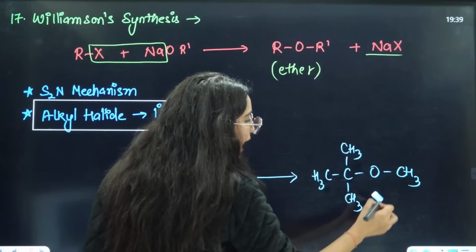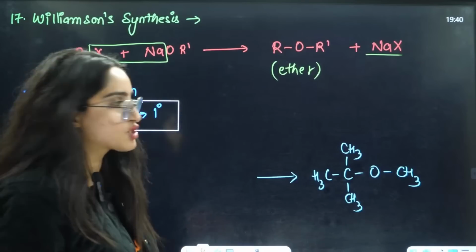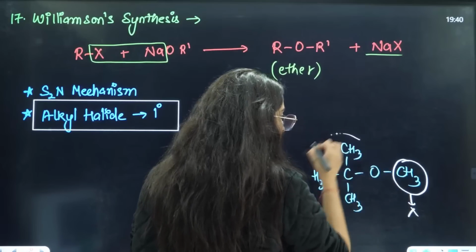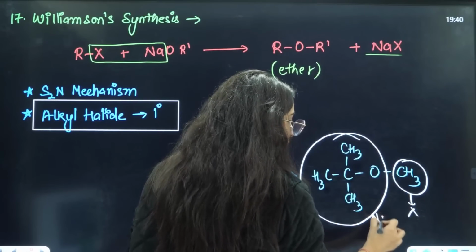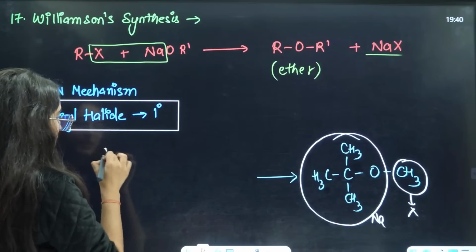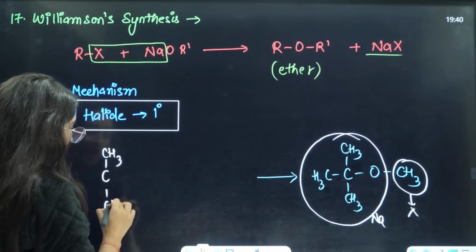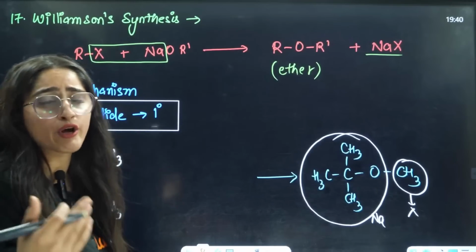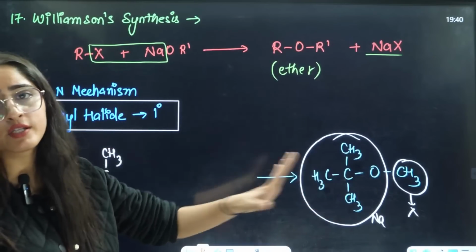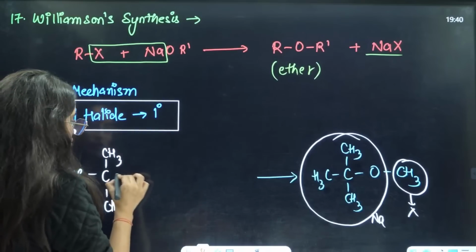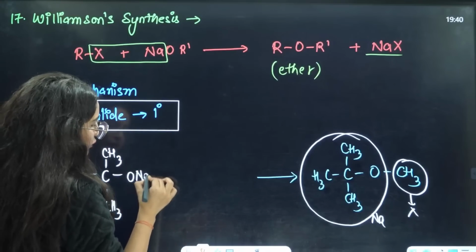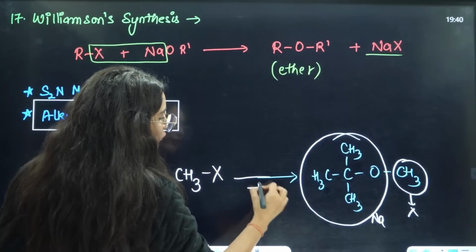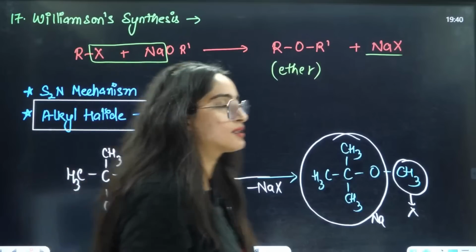Now I know that alkyl halide cannot be tertiary. So that is why this alkyl group will have X and this alkyl group will have Na, and hence you will have the CCH3 side as halide, because this alkoxide ion can be secondary or tertiary, but the halide should always be primary. So this is the only possibility that we will have, and this will be the answer.